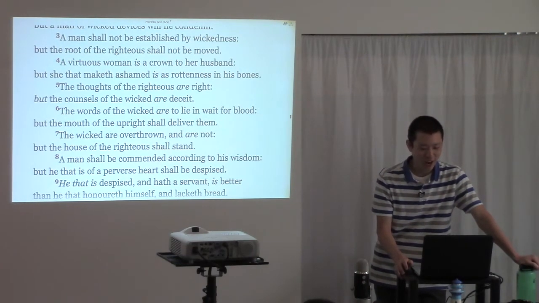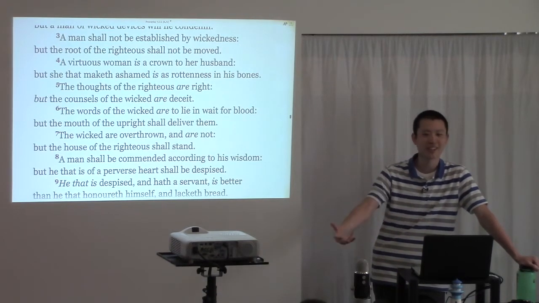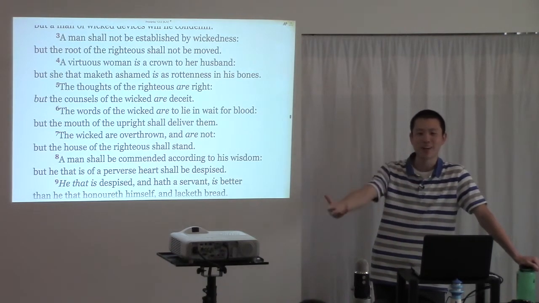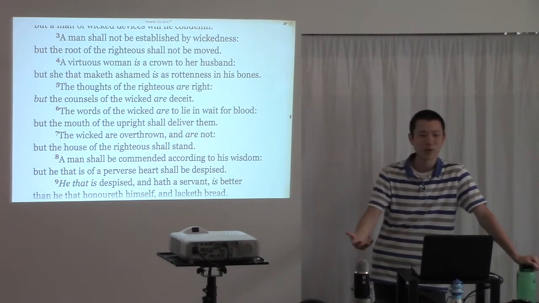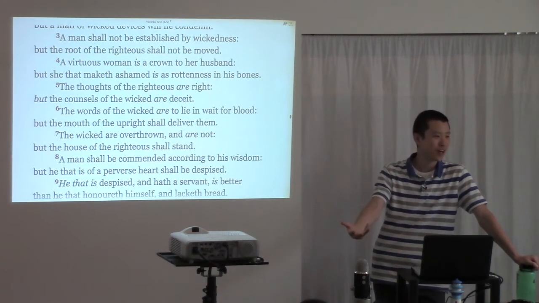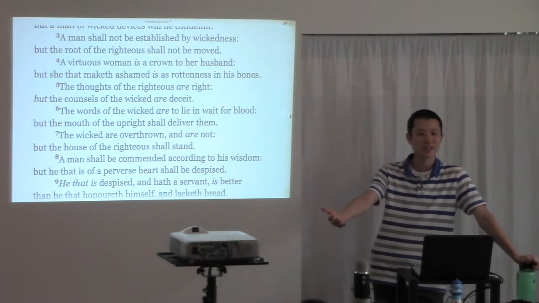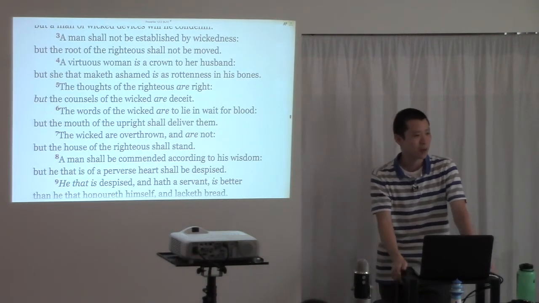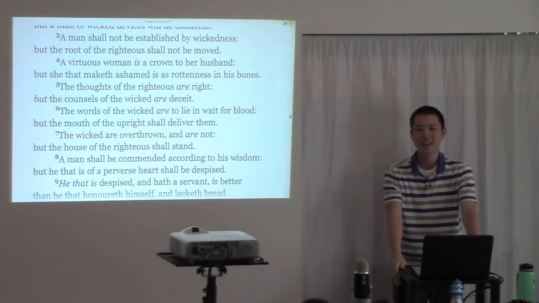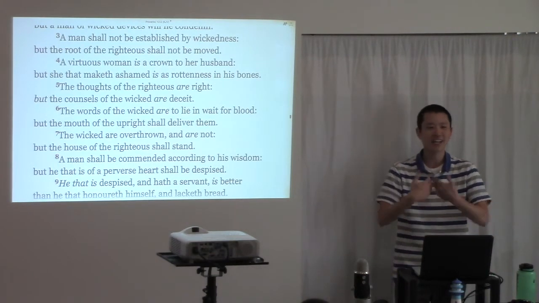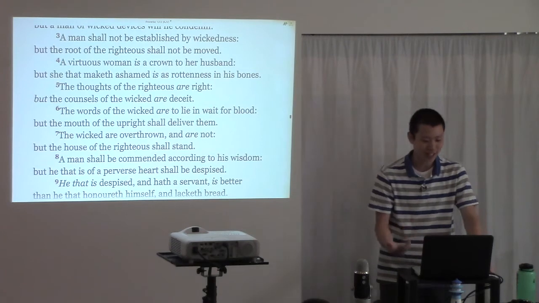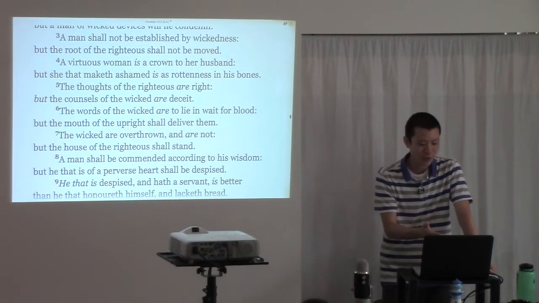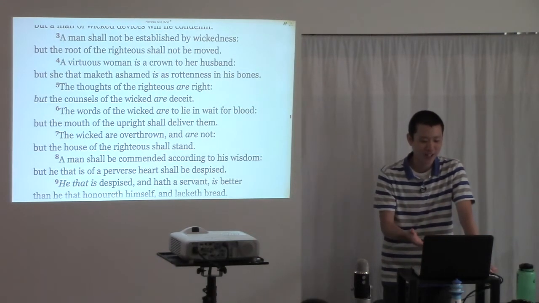So we see here that a virtuous woman, I mean, what makes a woman virtuous, right? It's her works. It's a good testimony. We read in Proverbs 31 and we read about the virtuous woman. It's not just a woman that's beautiful, right? We read in Proverbs 31 that favor is deceitful, beauty is vain, but a woman that feareth the Lord, she shall be praised. So this virtuous woman is how she lives. It's her righteous living, her testimony. And a virtuous woman, it says here, is a crown to her husband.